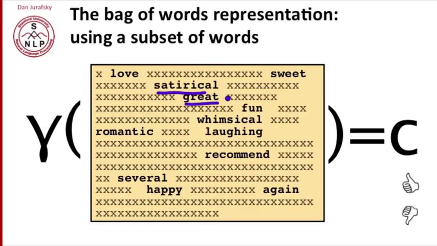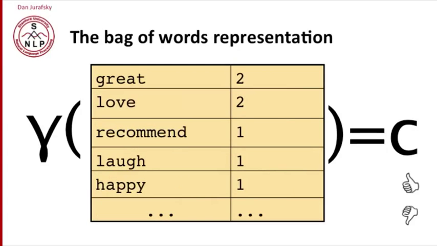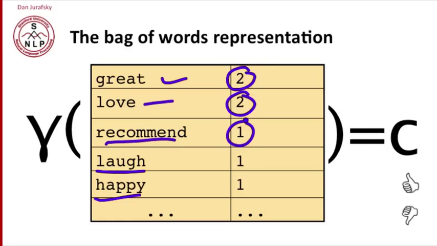and all the other words have disappeared. Whether we use a subset of words or all the words in the document, the bag of words representation loses all the information about the order of the words in the document, and all we represent about the document is the set of words that occurred and their counts. So for example, for the previous document, we might represent the document as just a vector of words, great, love, recommend, laugh, happy, and for each one a count. Great occurred twice, love occurred twice, recommend occurred once.